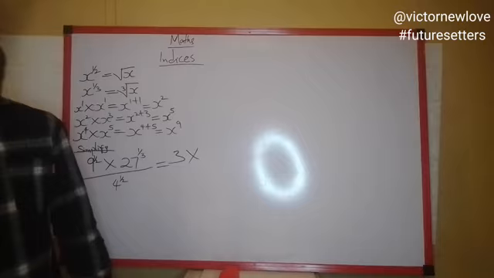Over what? 2. But in mathematics, will you write 9 over 2? No. You will turn your improper fraction to mixed fraction. 2 into 9, 4. Remember what? 1 over 2. So the answer will give you 4 whole number, 1 over 2. That's the best way to simplify this question.